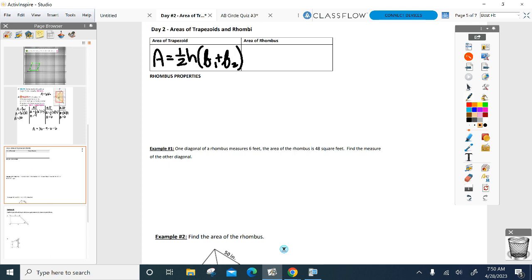And then rhombus, that was 1/2 D1 times D2. And we went over this yesterday. D stands for its diagonal length.